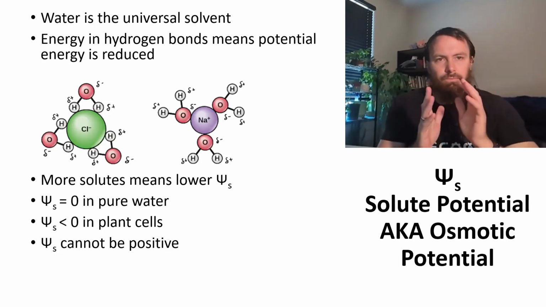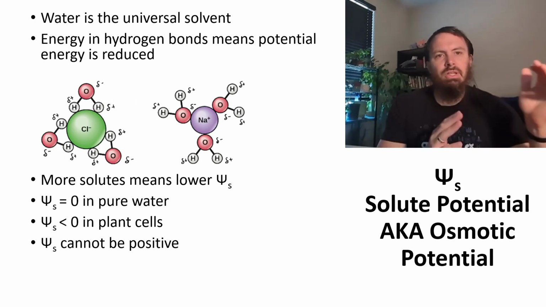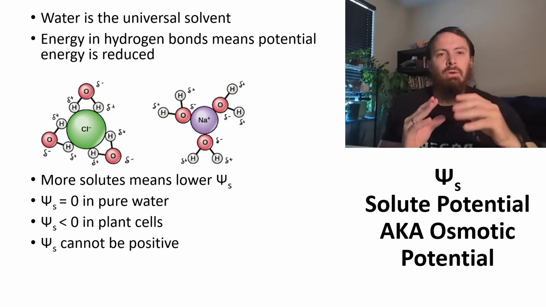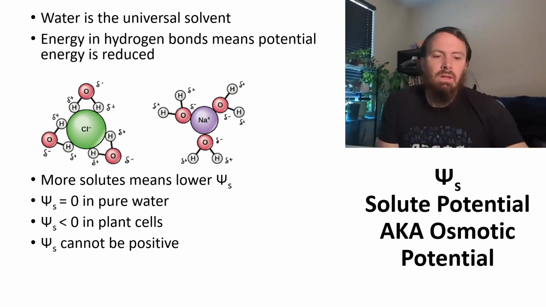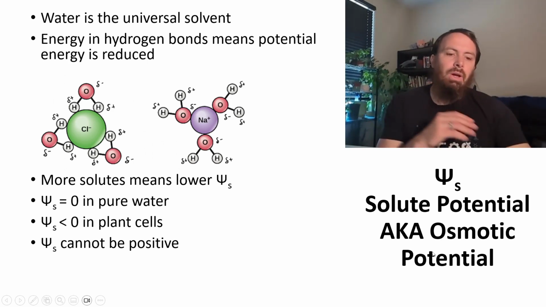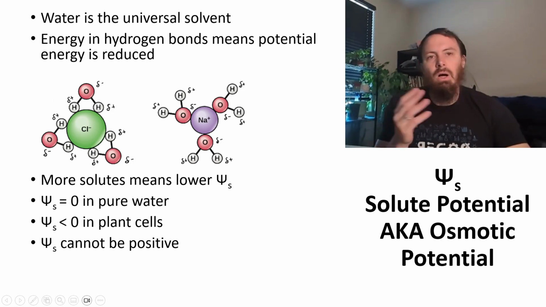Okay, so now we're going to move through each type of potential that's part of that overall equation one by one. Some of them we're going to spend a lot of time on, and other ones it's going to be mostly negligible, and it'll be just one quick slide. Solute potential is a big one, so we're going to spend quite a bit of time on this. The other way of thinking about solute potential is through osmotic potential.